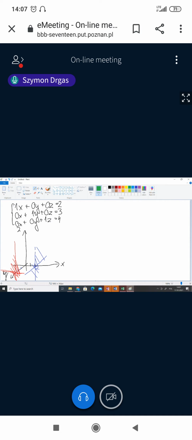And finally, we have this third equation. So z is equal to 4. So in this case, I can draw this line which is parallel to x and the line which is parallel to y, and then all points on this plane spanned by these lines are solutions to this third equation.